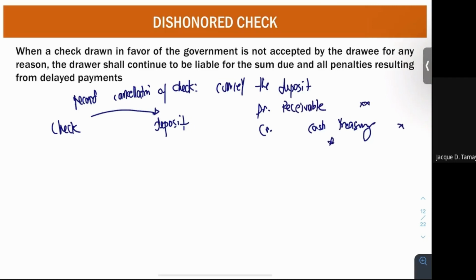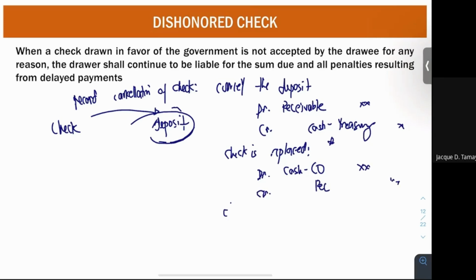Sir, why do we credit cash treasury here? Because the check is already deposited. And since it is deposited, you need to remove an amount on your deposit on your cash treasury. And now you set up the receivable. Now, after that, once the check is redeemed or replaced, we record it as a debit to cash collecting officer and we credit the receivable.